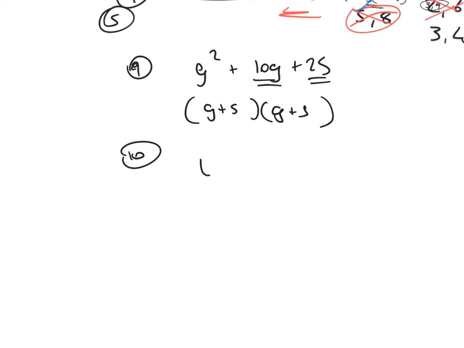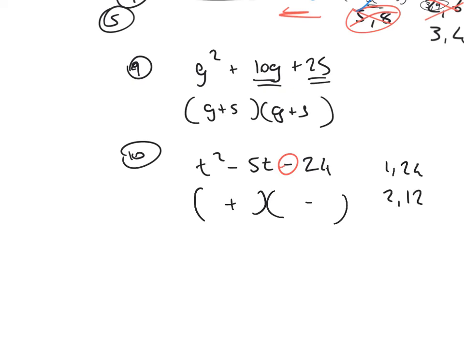Example 10. t squared minus 5t minus 24. Okay, the product is negative, so the signs would need to be different. Okay, two numbers that multiply give 24. So my pairs are 1 and 24, 2 and 12, 3 and 8, 4 and 6. So we need to add together to give minus 5. So the pair that's going to work there is going to be 3 and 8. So that will be t plus 3, t minus 8.